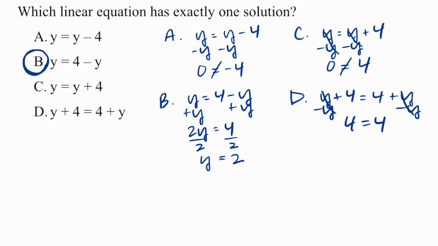If we look at D, if you know the commutative property, then y plus 4 is basically the same as saying 4 plus y, just rearranged in a different order. So the expression on the left side is equivalent to the expression on the right side. So whatever y is, it's always going to hold true. So D has infinitely many solutions. And that just leaves us with B, which we already solved for, to have a solution of 2. So B is the answer.